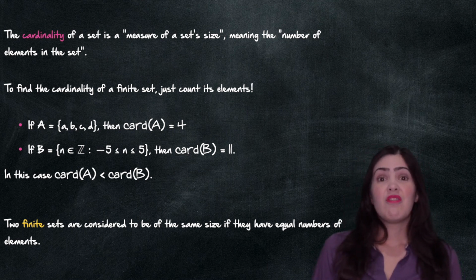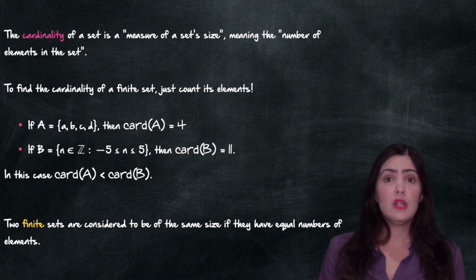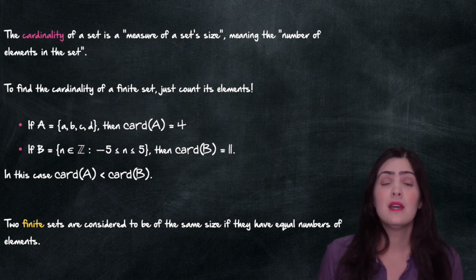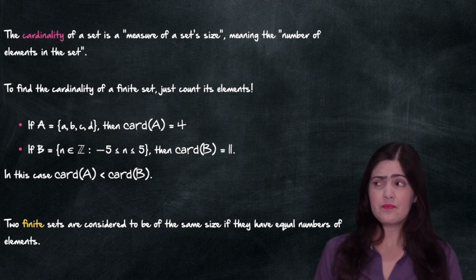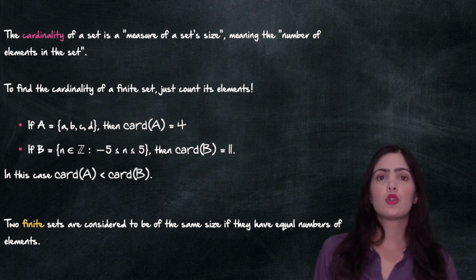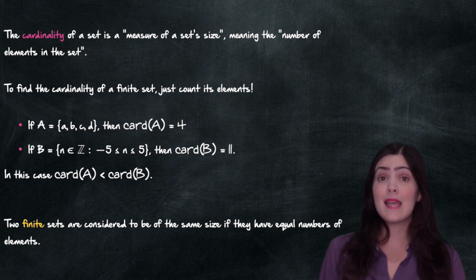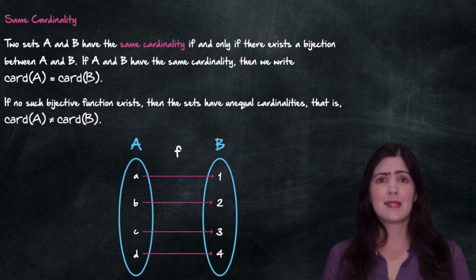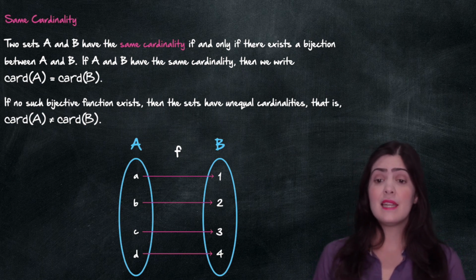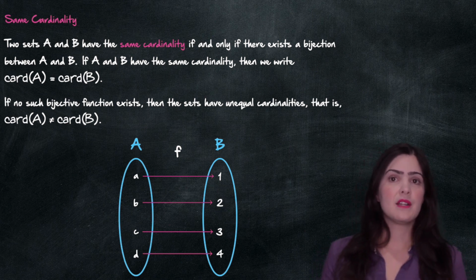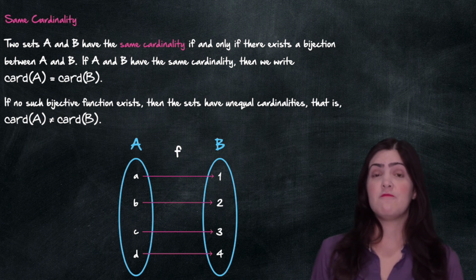But then this approach is absolutely useless if we have infinite sets, because we would never ever finish counting the elements in an infinite set. So we need a better way of defining what it means for two sets to have the same cardinality that will apply to infinite sets as well. So we say that two sets A and B have the same cardinality if there exists a bijection between them, and then we say that the cardinality of A equals the cardinality of B.